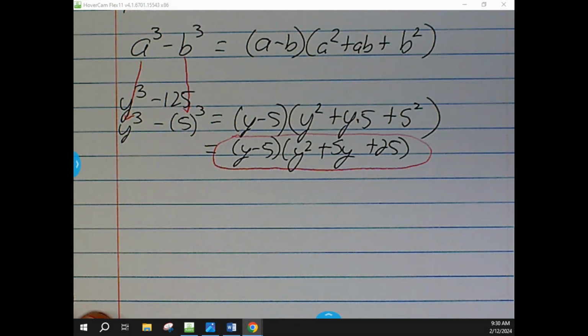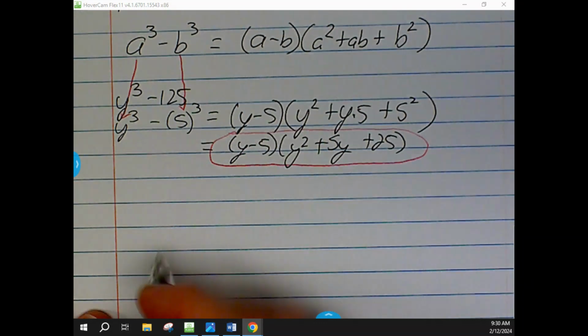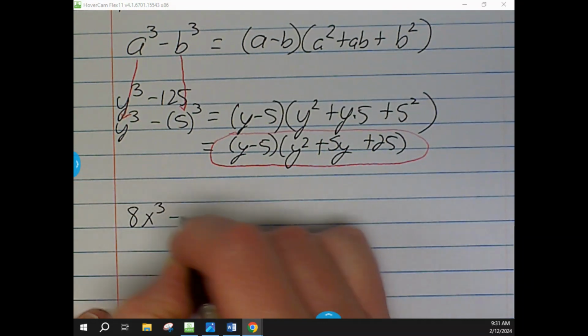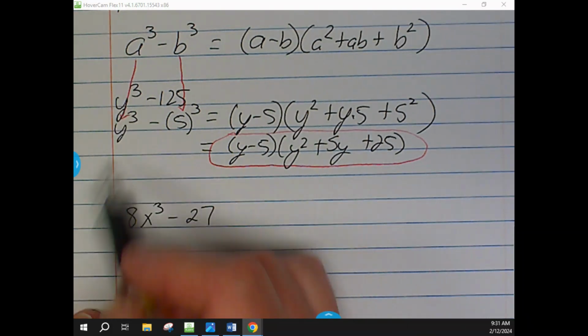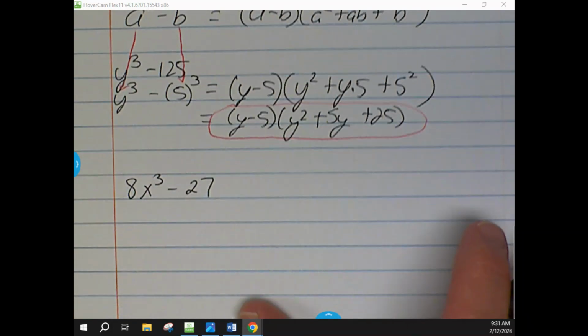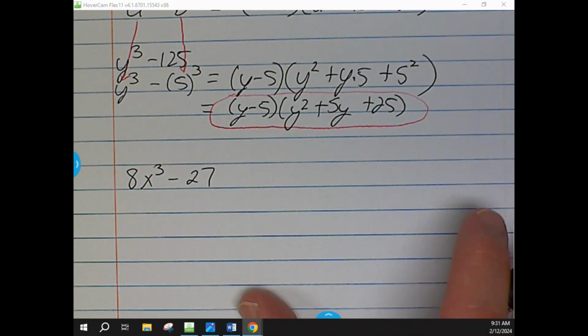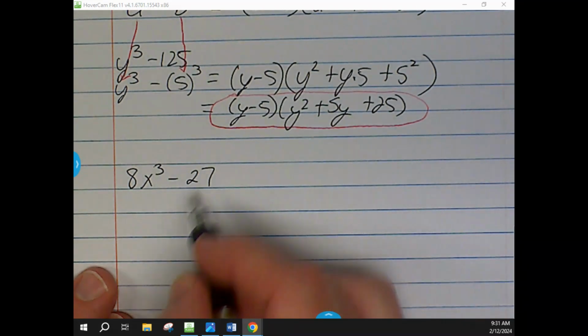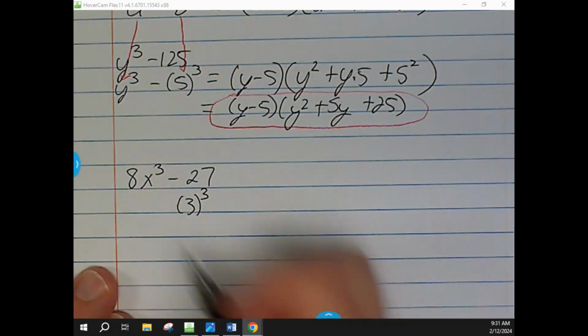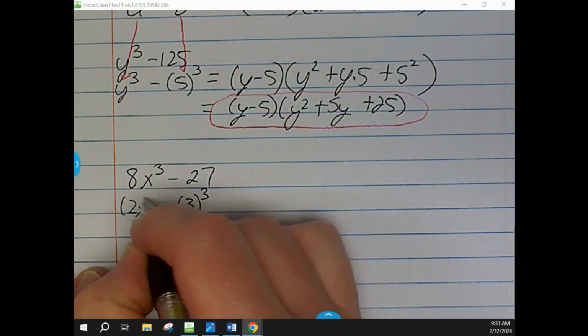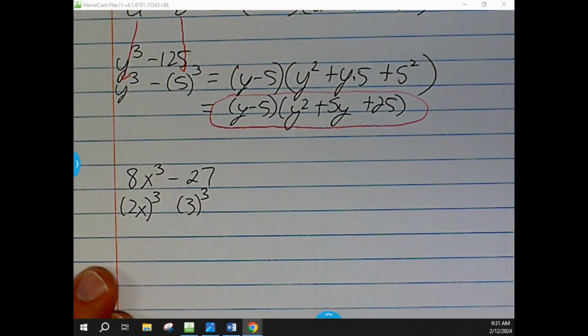Okay, let me show you one more. For this one, we'll do 8x to the third minus 27, where it's not just a variable on the first term. The first term has got more than the variable. It's got a number with it too, a coefficient. So 27 would be 3 to the third power. To get 8x to the third, that's going to be 2x to the third power. It's not just x, now it's 2 times 2 times 2 to get to the 8.